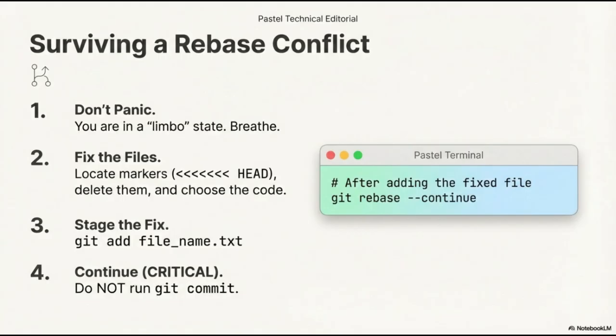It is vital that you do not run git commit. Git is designed to handle the committing process automatically during a rebase. Running a manual commit can disrupt the sequence and leave your repository in an inconsistent state. Following these steps ensures a smooth path through any rebase conflict.